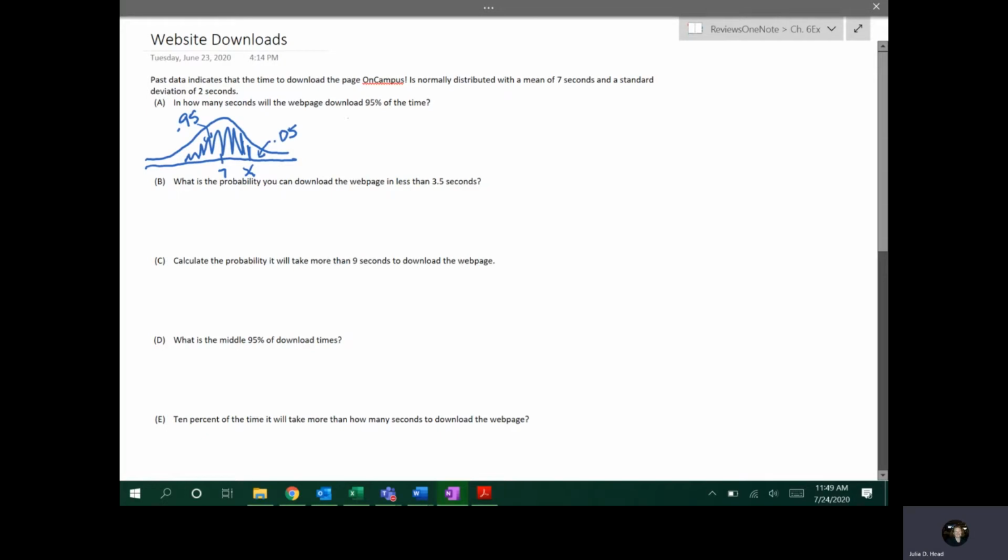So we are going to use an inv command, but this time we're going to use norm.inv, no S, since it is not standard. And it will still ask for the probability to the left, which is 0.95. This time it asks for 2 additional things. Since it's not the standard normal, it needs to know the mean and it needs to know the standard deviation. And I already calculated all of these. One thing I mentioned before with inv questions is to remember your units. In this case, it's seconds.